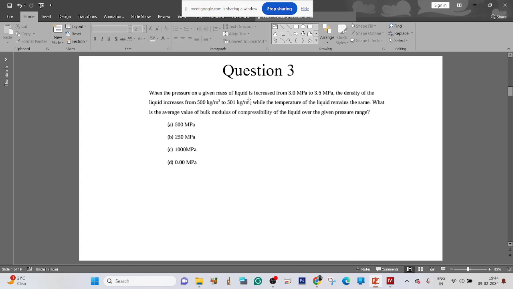For density change, it will be positive, because when we increase the pressure, the density will be increasing. 250 MPa. Yeah, correct. Okay, so let's do it now. Bulk modulus equal to density dp by d rho, actually d rho upon rho in the denominator. So if this is 500, the initial density, 3.5 minus 3 upon 501 minus 500. So this is 250 megapascal. So this is option B.